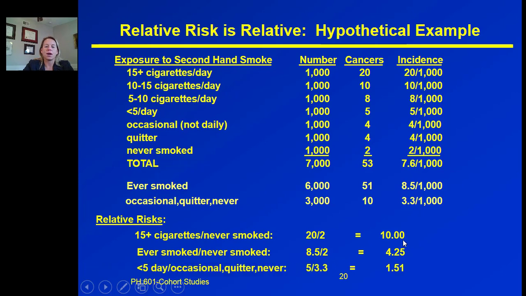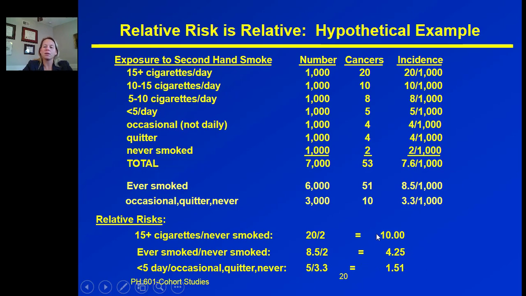And then you could also ask, well, what would be the relative risk if we had a different reference group? So in this instance, we've combined the occasional, quitter, and never categories to serve as the reference against the group of people who have spouses that smoke less than 5 cigarettes a day. And here you get a smaller relative risk of 1.5.